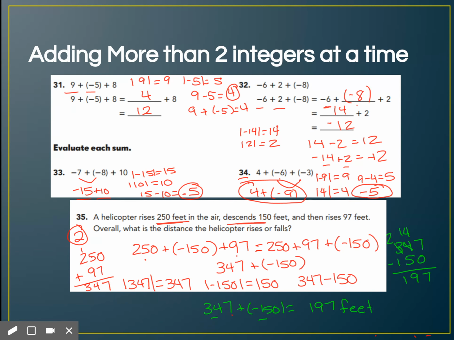Again, it's a word problem, so I like to use labels. So I highly suggest you try a couple more practice problems on your own. Practice using the absolute value and checking to make sure you have the right sign assigned to your final answer.